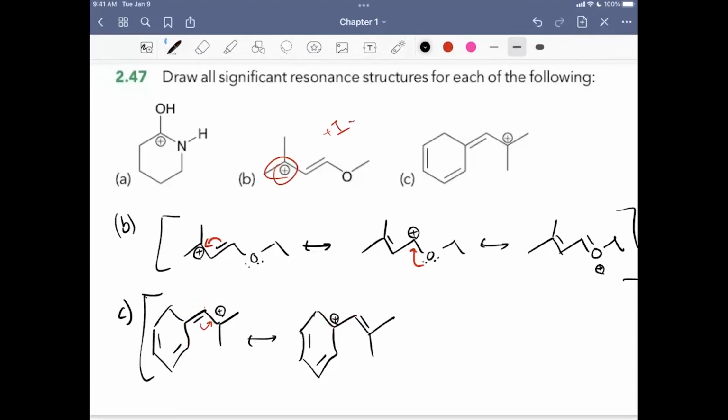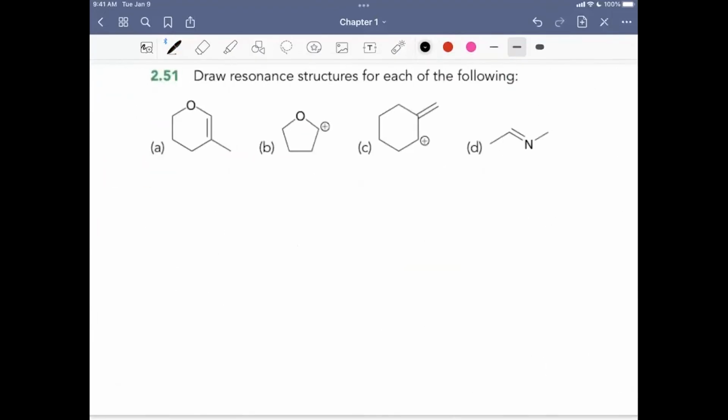Okay. Going on in resonance, we can make another one where we drag this pi bond over. Oops, too many carbons. And your plus charge goes over there, and we can make a final one by dragging our last double bond over. All right. And all of our structures have a +1 formal charge on one of our carbons, so that all checks out.